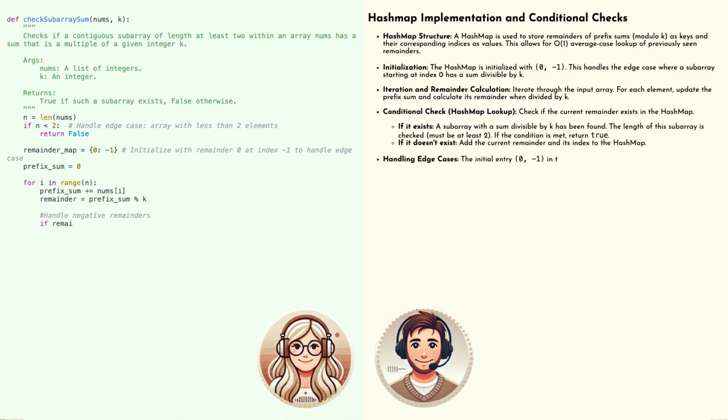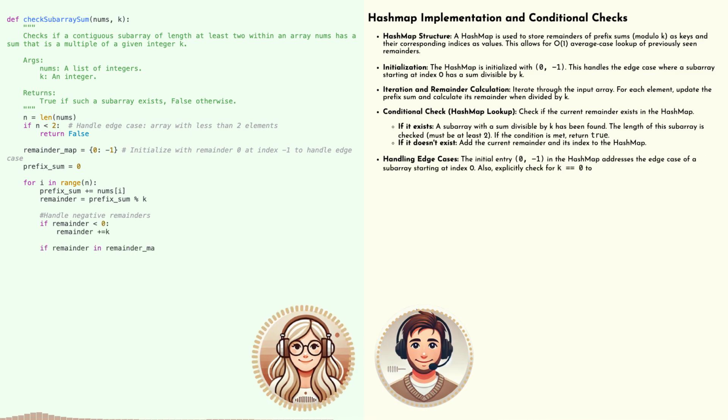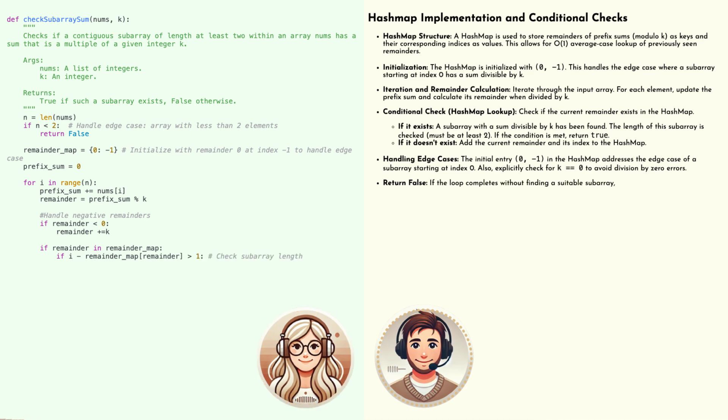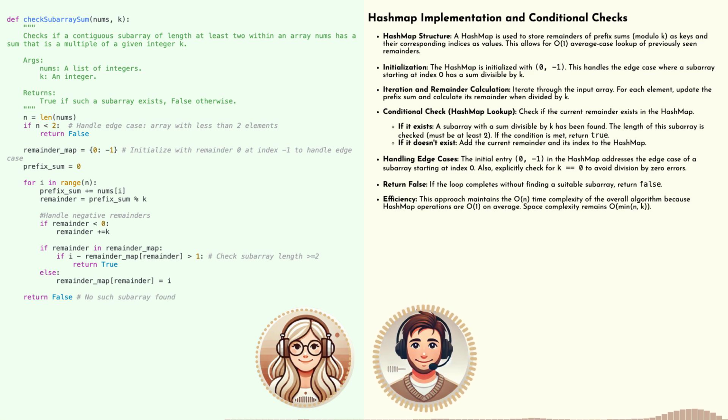If we have, and the distance between the current index I and the index stored in the hash map for this remainder is at least 2, we found our continuous subarray. We found a continuous subarray that meets our criteria, so we return true.